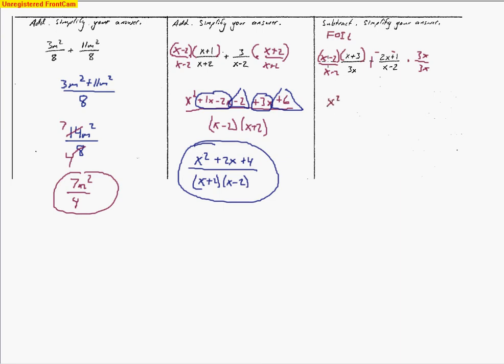X squared are the first terms. Outside are 3x. Then I move to the -2 and the x. Those I call the inside terms. And -2 and 3 make a -6. On this side, I've got to distribute this 3x over this addition, really, because they're the same sign. Makes a -6x. Let me fix that. Got the -6x because 2 times 3 makes 6.